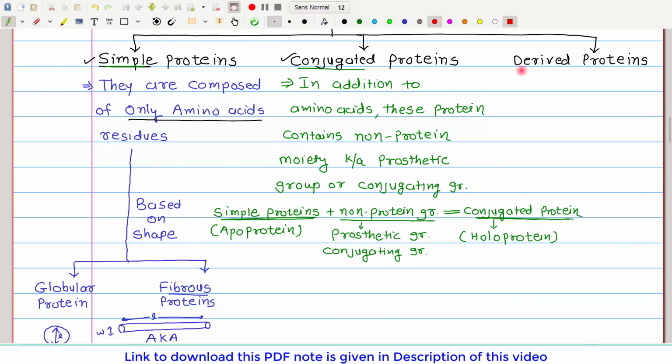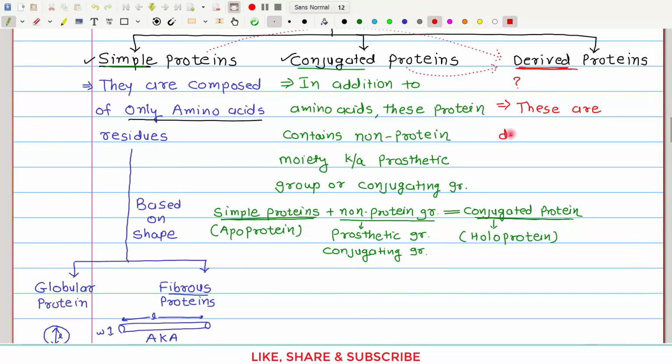Now the third group is the derived proteins. Now derived protein, as the word says, they are derived from where? They are derived from either simple proteins or conjugated proteins. Now the second question is, how are they derived? So they are derived either by denaturation or degradation. So if I want to write the definition of derived proteins, I can say that these are denatured or degraded products of simple and conjugated proteins, right?